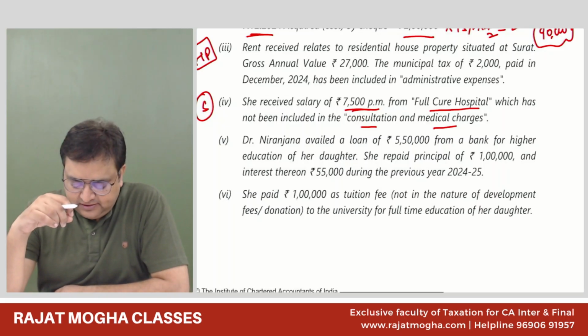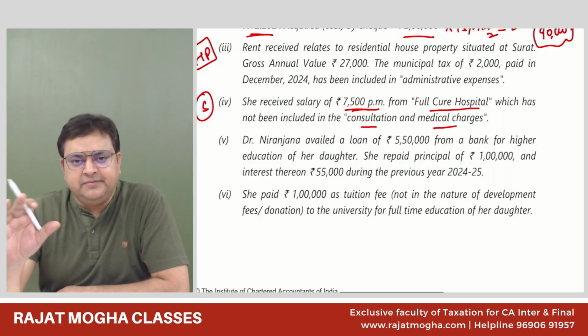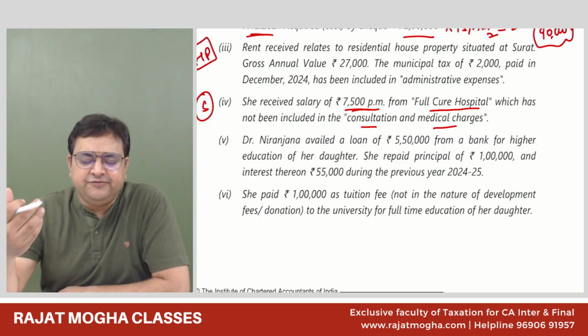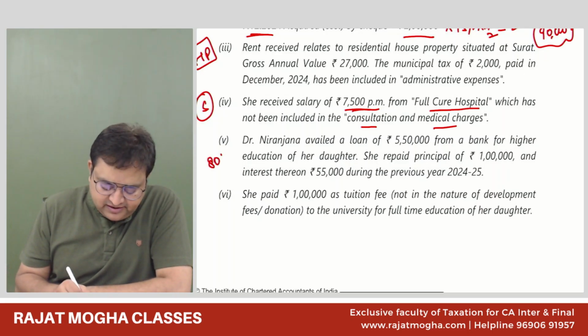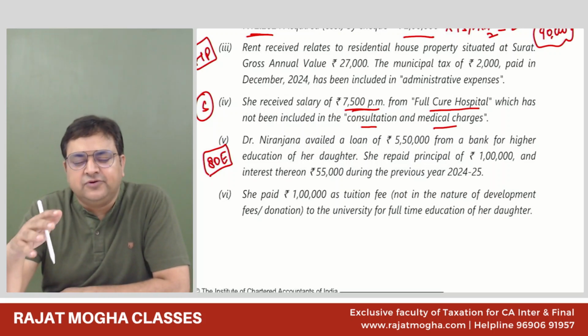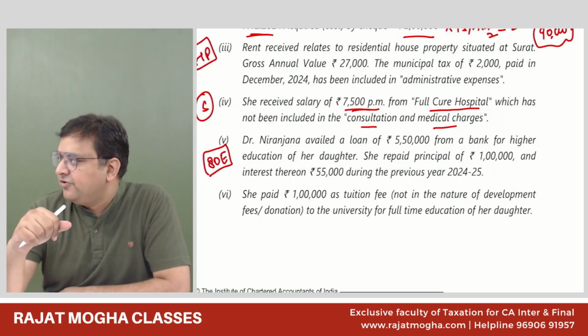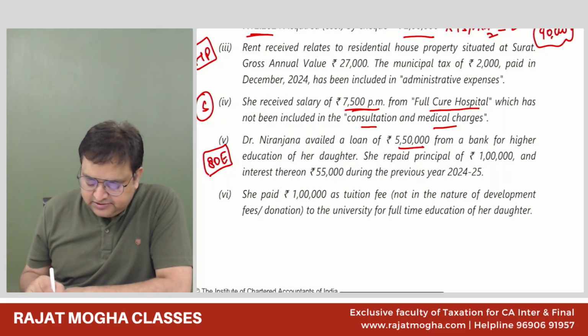So we understand that first of all, this is not a business expense, and she is not saying that it's a business expense also, but she is saying that she has taken a loan. So we understand that if you take a loan and there is an interest, 80E deduction is allowed under optional regime. So this is just for 80E purpose. They have given this information that she has availed a loan of 550, and she repaid principal.